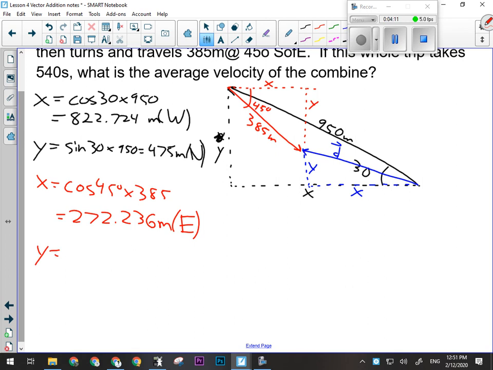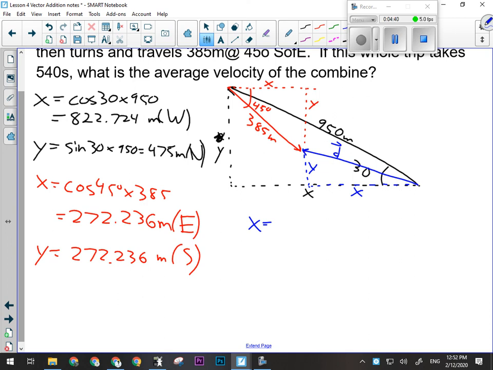So the y value is going to be 272.236 meters, and that one is south. So now I've got all of those. Now I can find blue x and blue y, or my resultant's triangle. Blue x is going to be black x, which is west, plus red x, which is east. So in other words, one of them is negative.